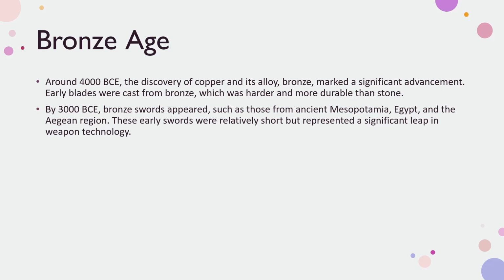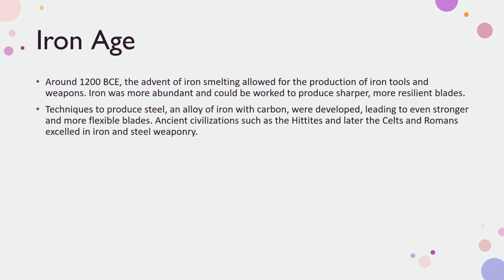Around 4000 BCE, the discovery of copper and its alloy bronze marked a significant advancement. Early blades were cast from bronze, which was harder and more durable than stone. By 3000 BCE, bronze swords appeared, such as those from ancient Mesopotamia, Egypt, and the Aegean region. These early swords were relatively short, but represented a significant leap in weapon technology.